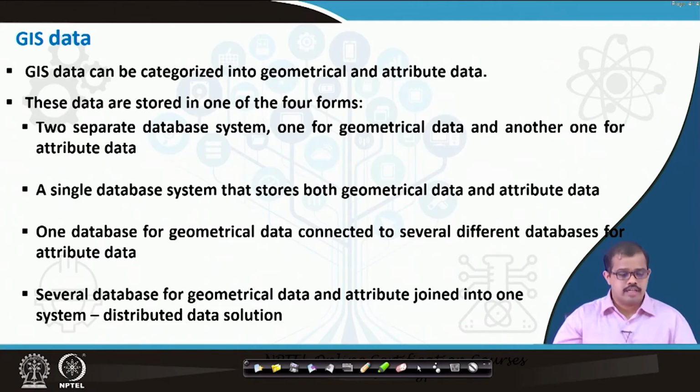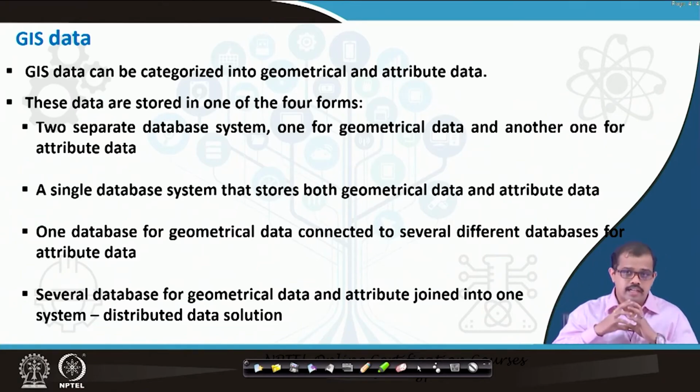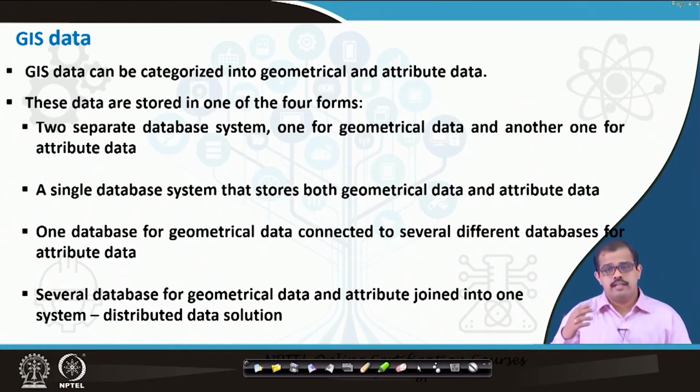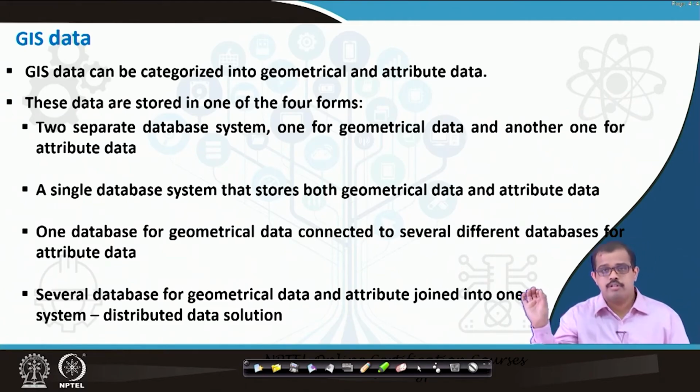Whenever you are looking at GIS data, they are in 4 forms. 2 separate databases, one for the geometrical data, the other one for the attribute data. So when you start looking at QGIS, probably in the 10th and 11th module, we would give you an extensive hands-on on QGIS. That entire module will be handled by my TAs, who will start with how you create data, how you store data, how attribute data manipulation happens.